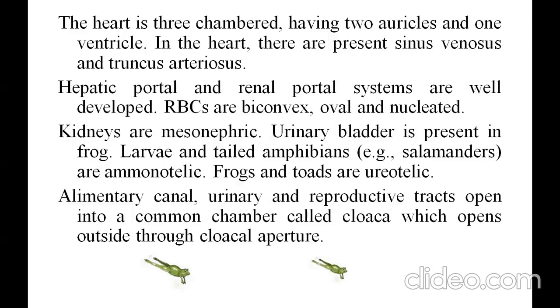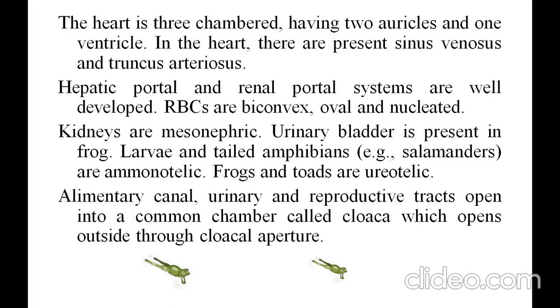Kidneys are mesonephric and the urinary bladder is present in the amphibians. Larvae and tailed amphibians, that is the salamanders. An example of a tailed amphibian is the salamander. These are ammonotelic. They completely excrete ammonia, whereas frogs and toads are ureotelic. They will be excreting urea.